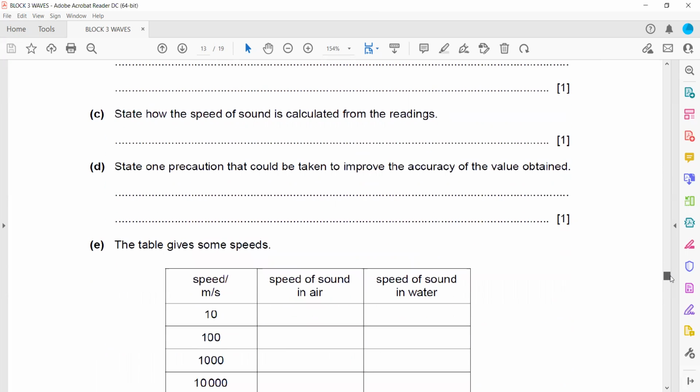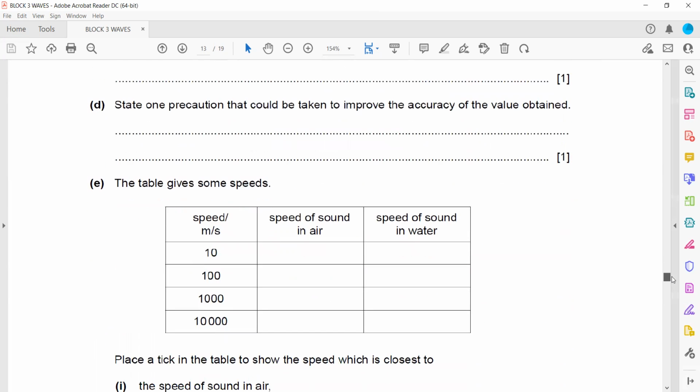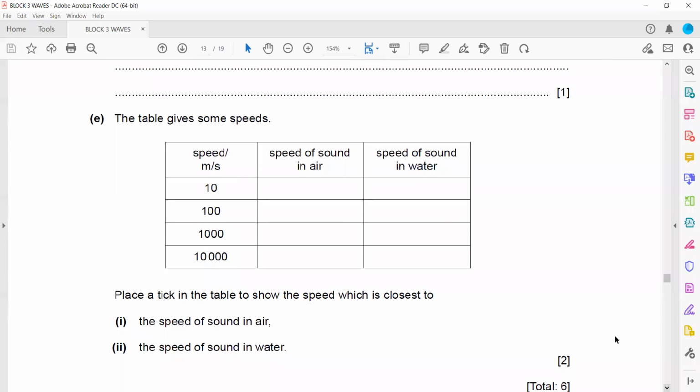State one precaution they should take for improved accuracy. They should repeat the experiment. And the table gives some speeds. What is the approximate speed? The speed of sound in air is about 300, so it is closer to 100, and the speed of sound in water is 1500, so it is closer to 1000.